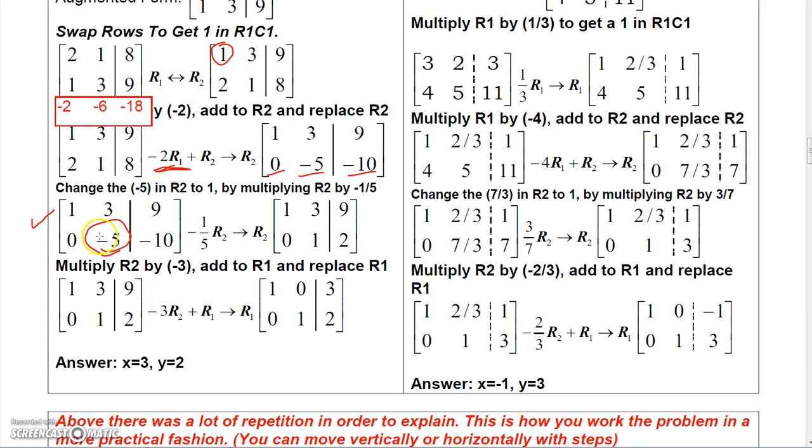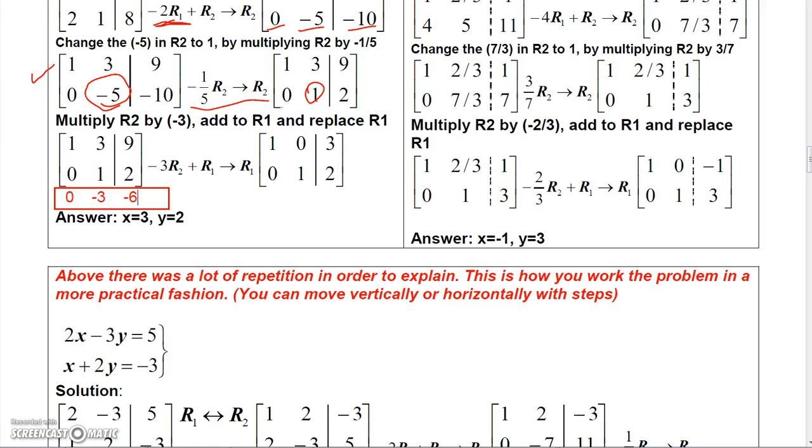Well, in matrix speak, we don't say divide. We multiply the row by the reciprocal of -5. So we can just multiply this row by the reciprocal of -5, which is -1/5. And we'll put the result in the same row. So 0 times -1/5 is 0, -5 times -1/5 is 1, and -10 times -1/5 is 2. So now we have a 1 here, and the next step is to figure out a way to get rid of the 3 that's up here.